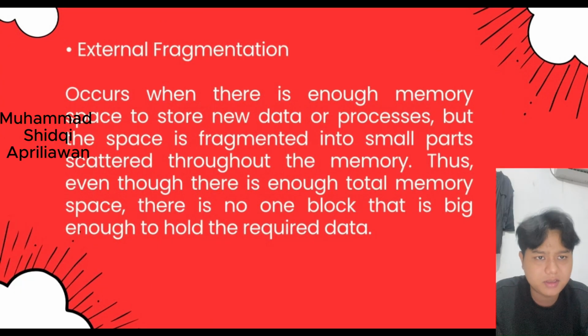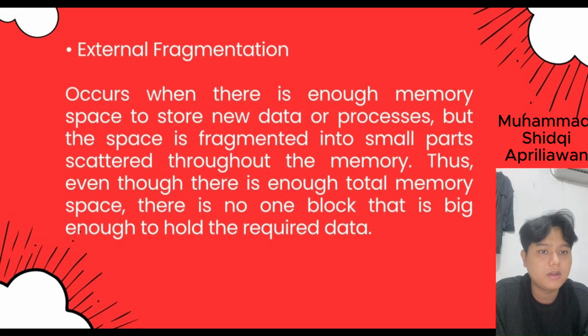And next is external fragmentation. It occurs when there is enough memory space to store new data or a process, but the space is fragmented into small parts scattered throughout the memory. So even though there is enough total memory space, there is no one block that is big enough to hold the required data.